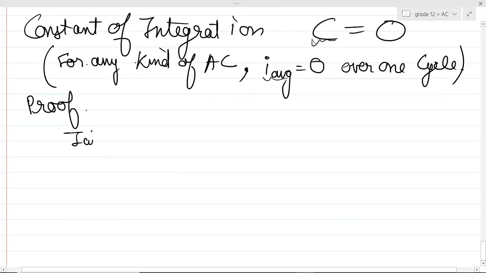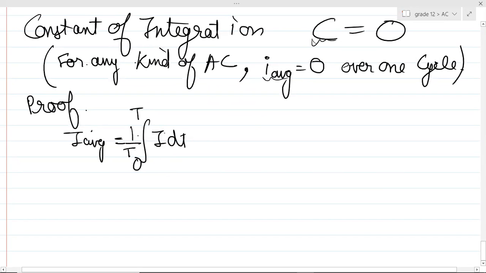We know that I average is equal to what? Although please remember, this is not part of the derivation. You'll just write this statement if it comes in your school exam. You'll just write the derivation and that's it. I dt from 0 to t, and it is 1 by t minus 0.